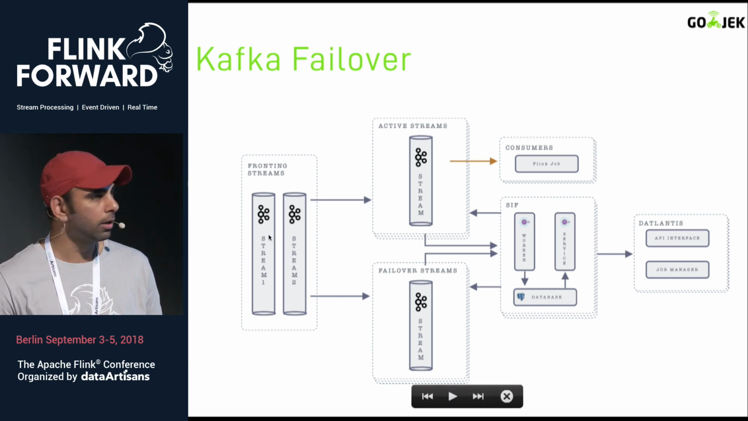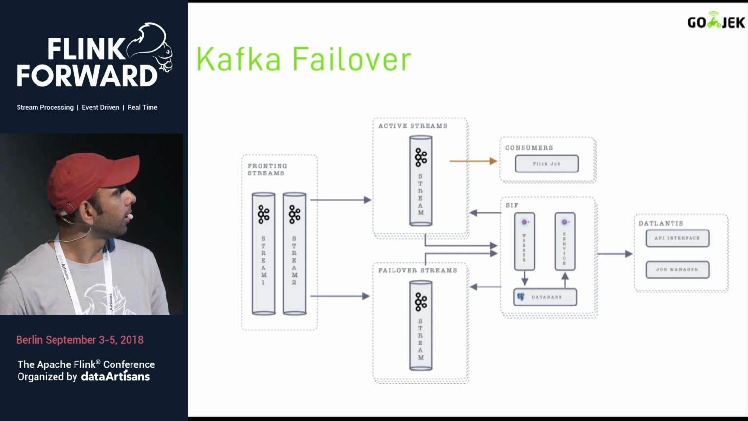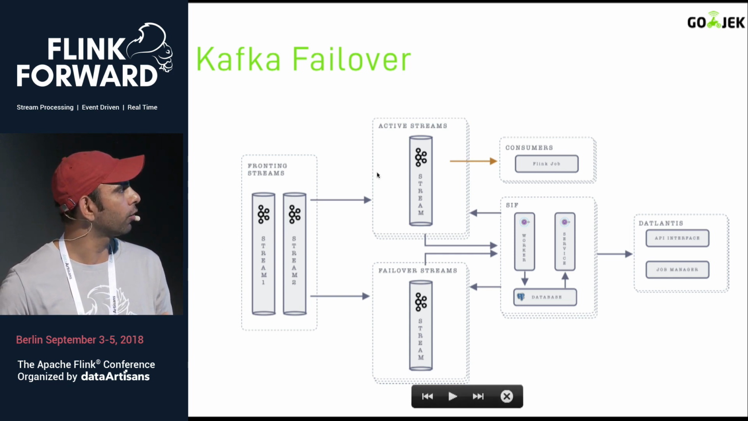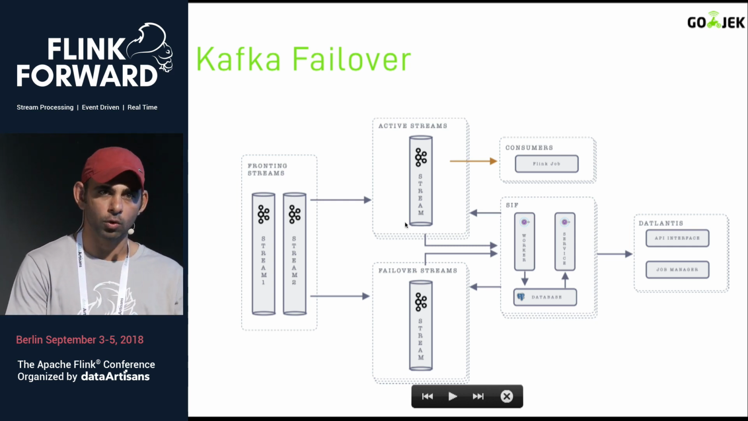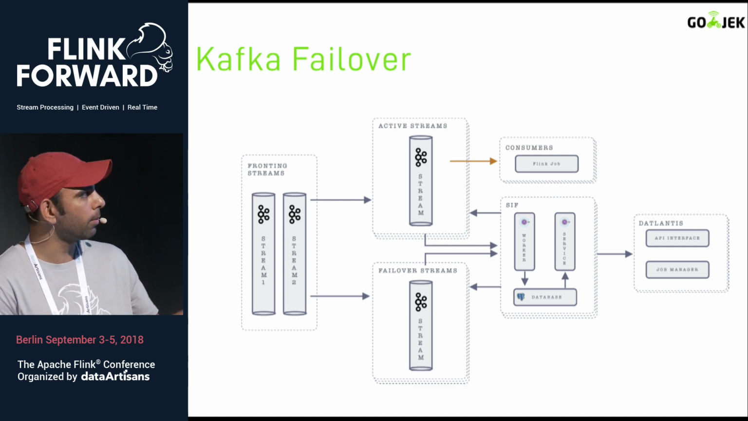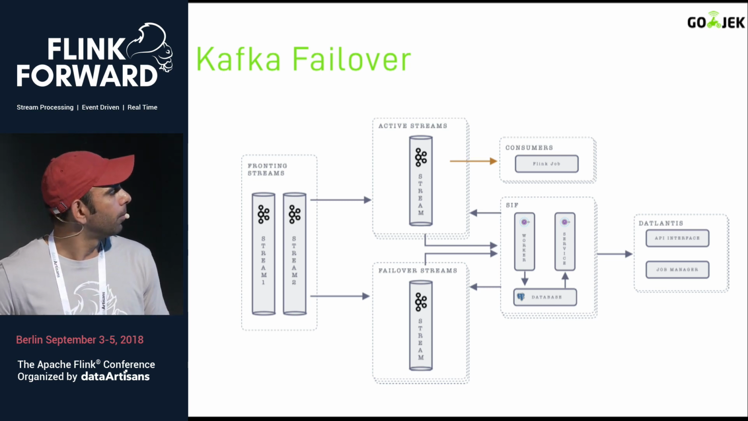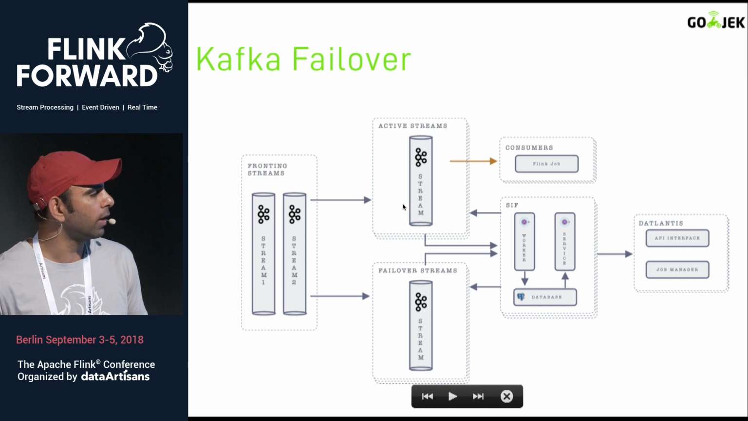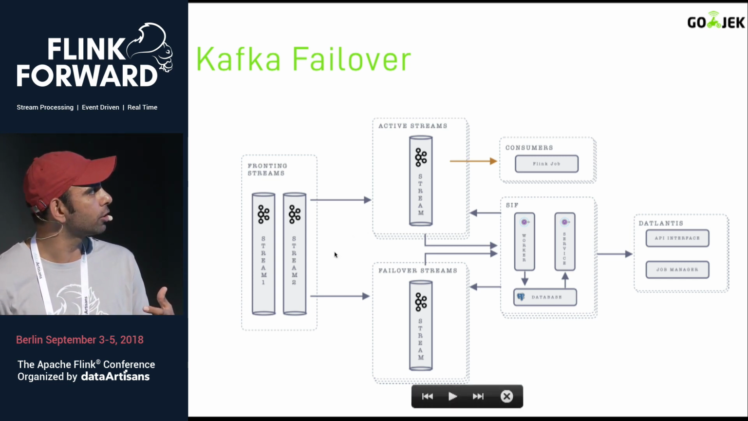So we have a fronting stream where all these different products push data to. And this stream then pushes data directly to two Kafka clusters. One is the active stream and one is the failover stream. Now this stream, when we talked about, there are main stream, Kong stream, log stream. So this system is implemented and replicated for each of the streams. So from here, instead of Kafka replication, we publish it to both the places.